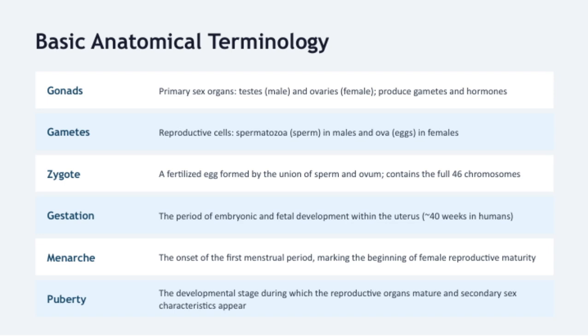Finally, let's talk about gametes. These are the reproductive cells, sperm in males and ova, or eggs in females. They carry half the genetic information needed to form a new organism.